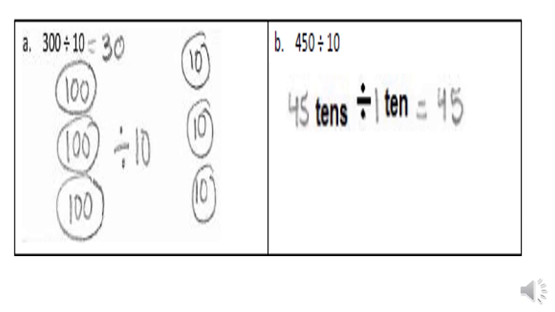Over in B, they said 450 divided by 10. So this one, instead of using place value discs, they're actually using unit form. So they're saying 45 tens divided by 10. 45 tens divided by 10 gives you 45. All right, I think we're kind of beyond this point.